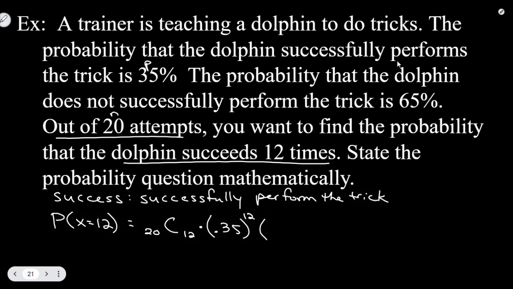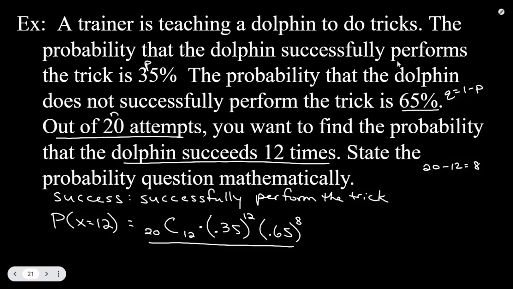Then the q, or 1 minus p, they actually gave that to us. Q, which is equal to 1 minus p, is 0.65, and that would be raised to, well, 20 minus 12, which is 8. So there are 8 times where they would fail then in that situation. And so mathematically, this is the work that we would have to do in order to get that probability of succeeding 12 times. And that would be a pretty small number because the chances of them succeeding are at this point only 35. They've got to do some more practicing.